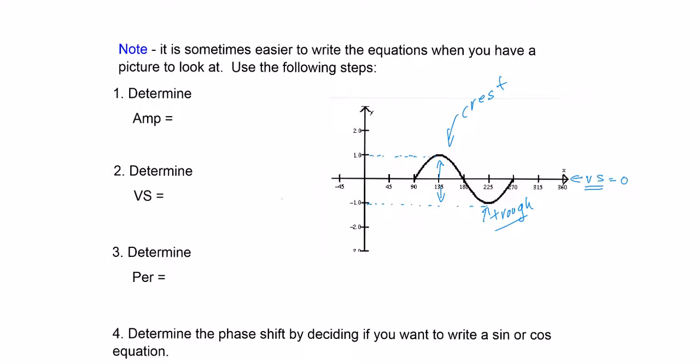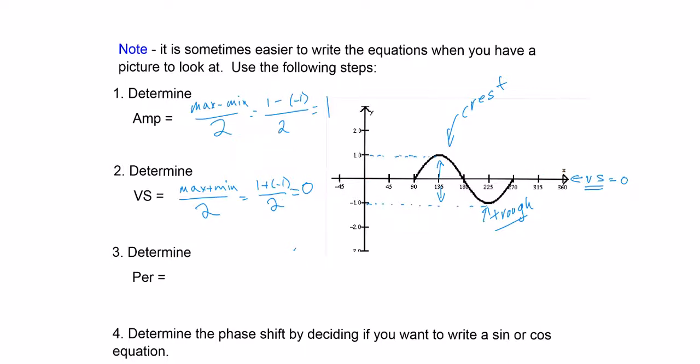So it's always the max minus the min divided by 2. The max in this case is 1 minus negative 1 divided by 2, which is just 1. Perfect. We got our right answer for our amplitude. Now, for the vertical shift of this graph, we take the max plus the min divided by 2, which is 1 plus negative 1 divided by 2, which gives us 0.